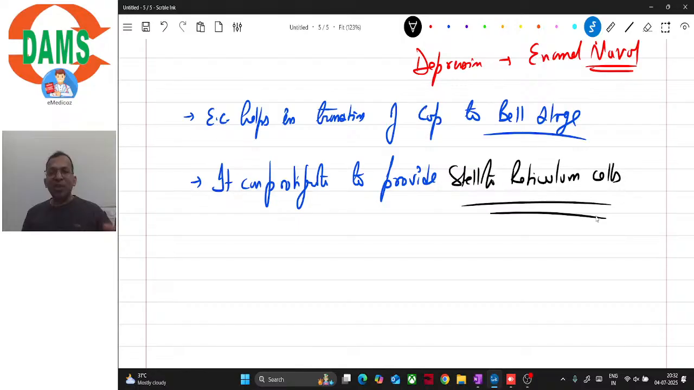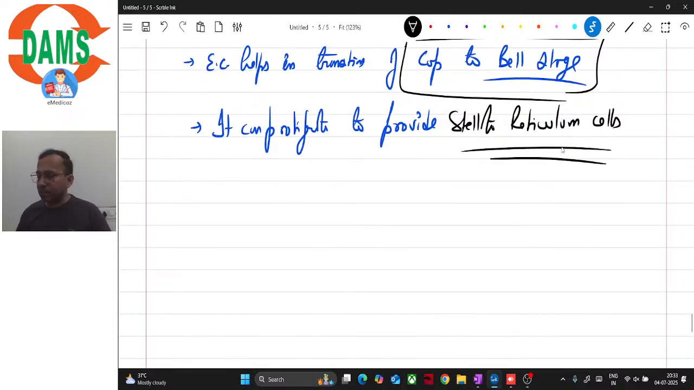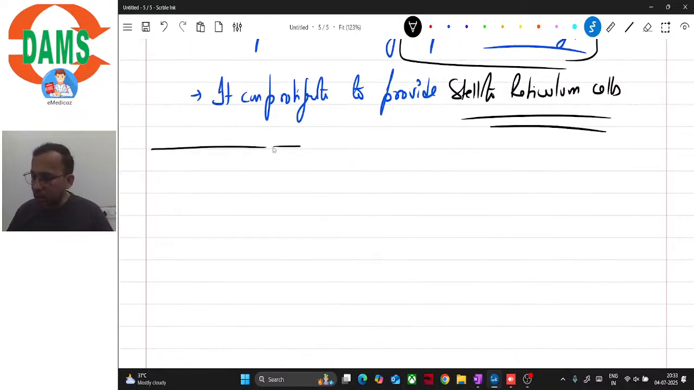But from the exam point of view, in MCQs they might ask you whether the enamel cord is a storehouse of stellate reticulum cells, or they might give certain options. If the enamel cord's function is listed as storehouse of stellate reticulum cells, then we go with stellate reticulum cells, right? Or the other function is it helps in the transition of cap to bell stage, right? So this was about the enamel cord.